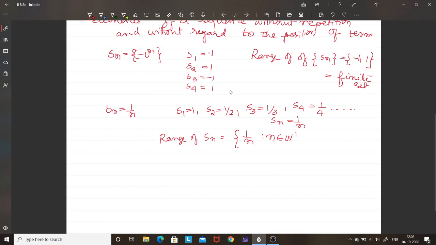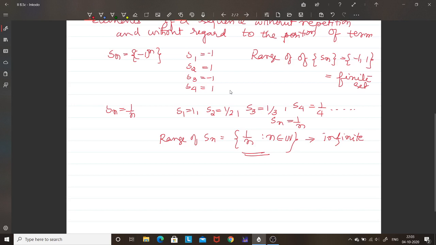It doesn't stop. You don't have any repeated value, you have distinct values. If you collect those terms, you get 1 by n only, so we are writing it in terms of n. Your range is infinite. It's an example of infinite terms. It will not stop anyway. It continues as you give values for n.